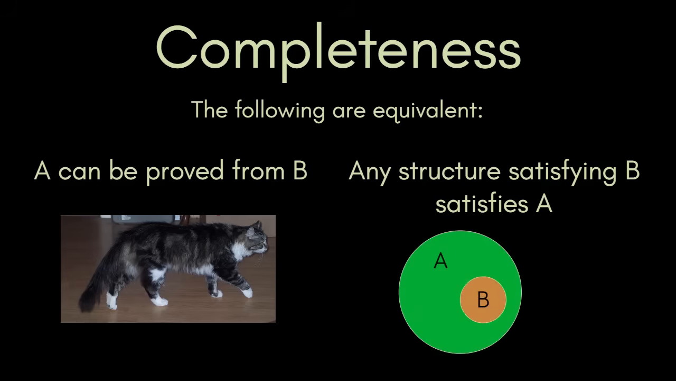All B's are A. This isn't a trivial result, and it's one of the key results in model theory, that we can reason about structures by reasoning about proofs, or reason about proofs by reasoning about structures.